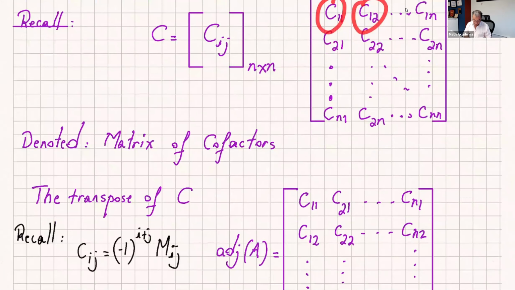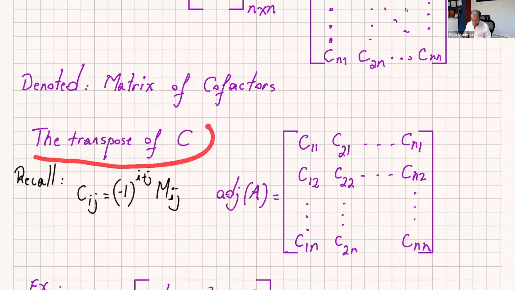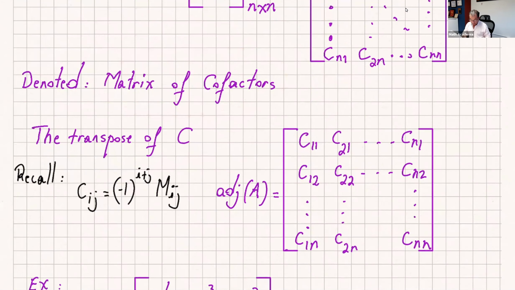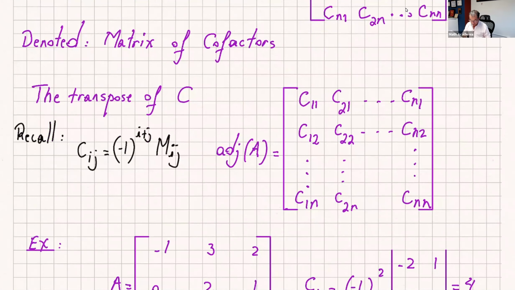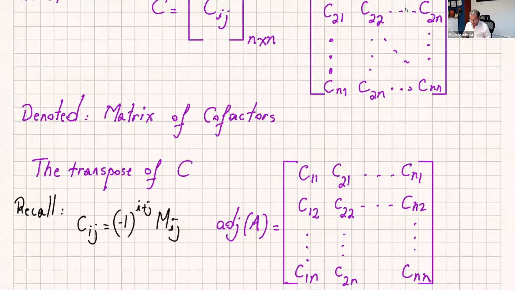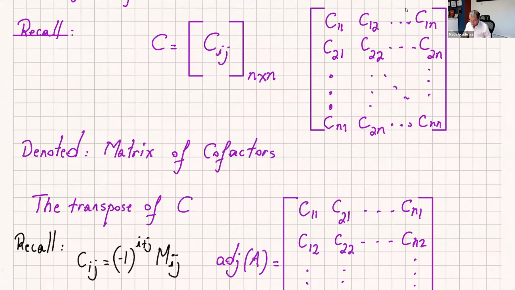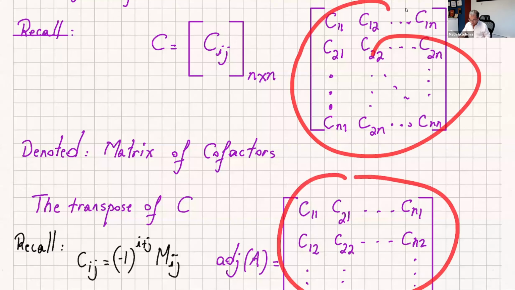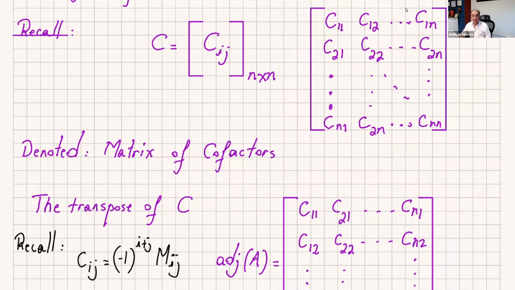And then if you take the transpose of C, which is the matrix of the cofactors, you can call that the adjoint of A, which is given by the expanded form like that, C11, C21. Again, this matrix is the transpose of that matrix, and that's called the adjoint of A.